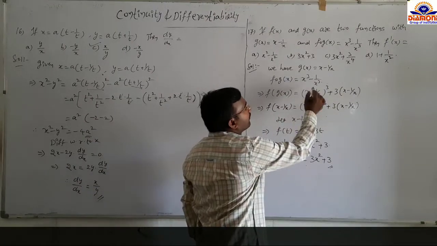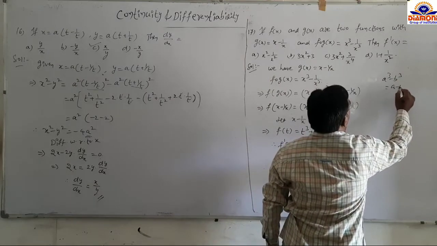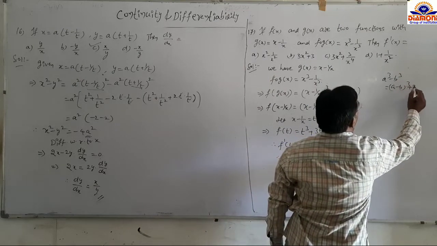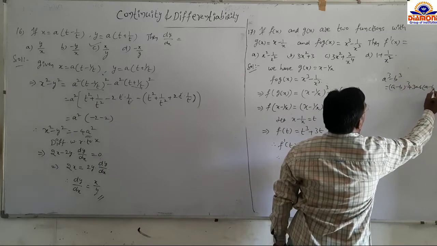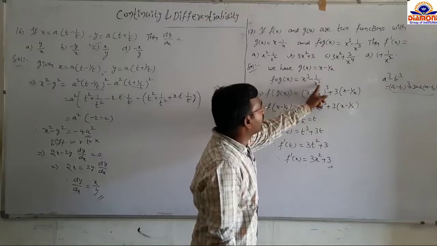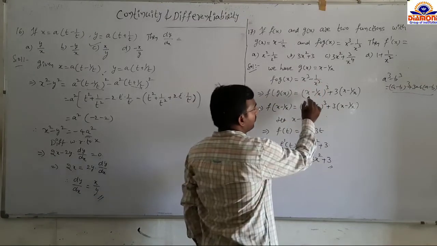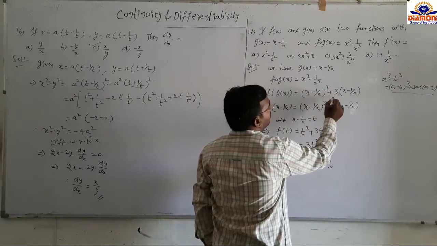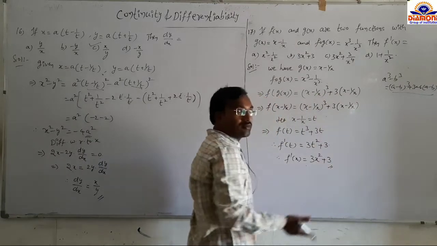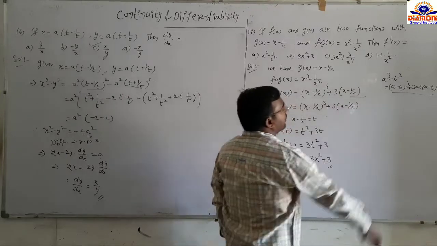Now this is in the form of a cube minus b cube. a cube minus b cube is nothing but a minus b whole cube plus 3ab of a minus b. Apply this here: in the place of a, x, and in the place of b, 1 by x. If you substitute, what do you get here? x minus 1 by x whole cube plus 3 into x into 1 by x, which is nothing but 3 only. x cancels. That's why you get 3 into x minus 1 by x only.